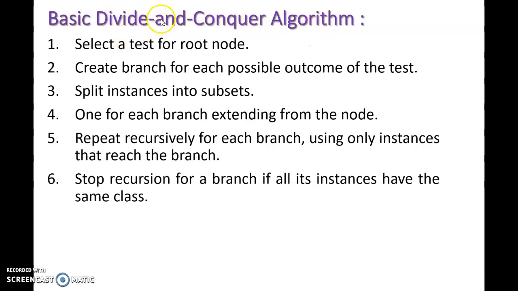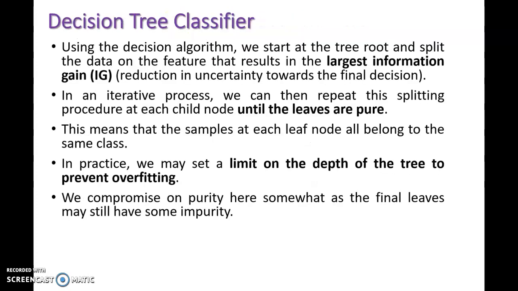In the divide and conquer algorithm, select a test for the root node, create a branch for each possible outcome of the test, split the instances into subsets, one for each branch extending from the node, and repeat recursively for each branch using only the instances that reach the branch. Stop recursion for a branch if all its instances have the same class. At that time you can stop. Here we are discussing the decision tree.